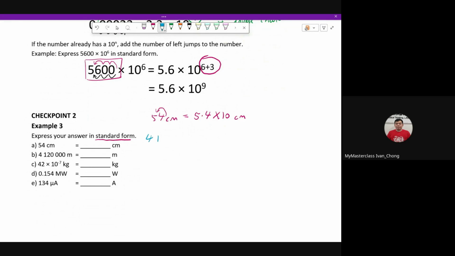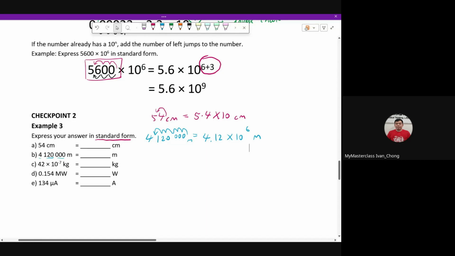So next one, 4, 1, 2, 0, 1, 2, 3. Not sure if you noticed, but there's actually a space every 3 digits, 1, 2, 3, 1, 2, 3. So you can do this as well to make it clearer. Otherwise, sometimes when you write all your digits, it's a little bit messy. So 1, 2, 3, 4, 5, 6. So 6 jumps to the left, so it's a positive 6. So 4.12 times 10 to the power of 6 meters. So you can see, sometimes if you have a very, very large number with a lot of zeros, it's very hard for you to write because sometimes you might forget how many zeros you wrote.